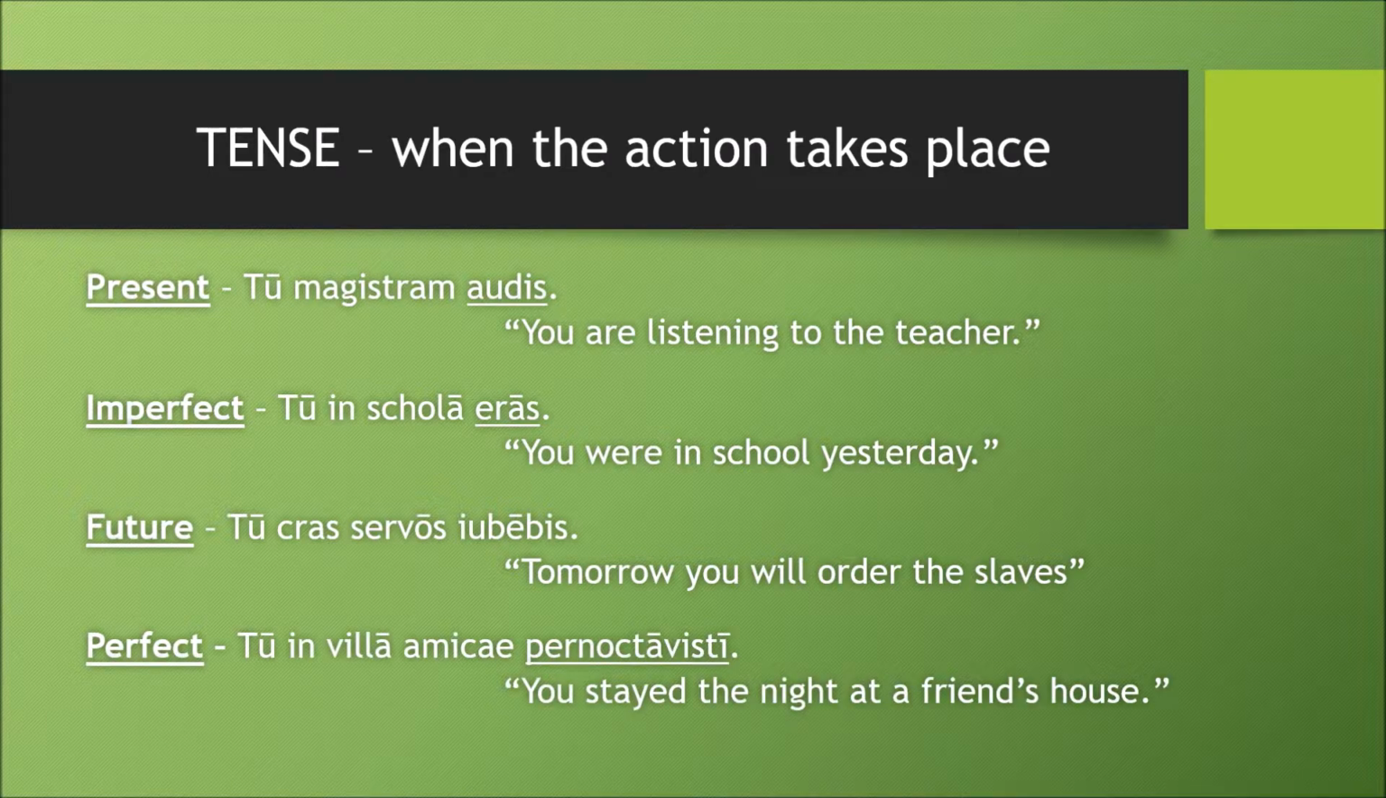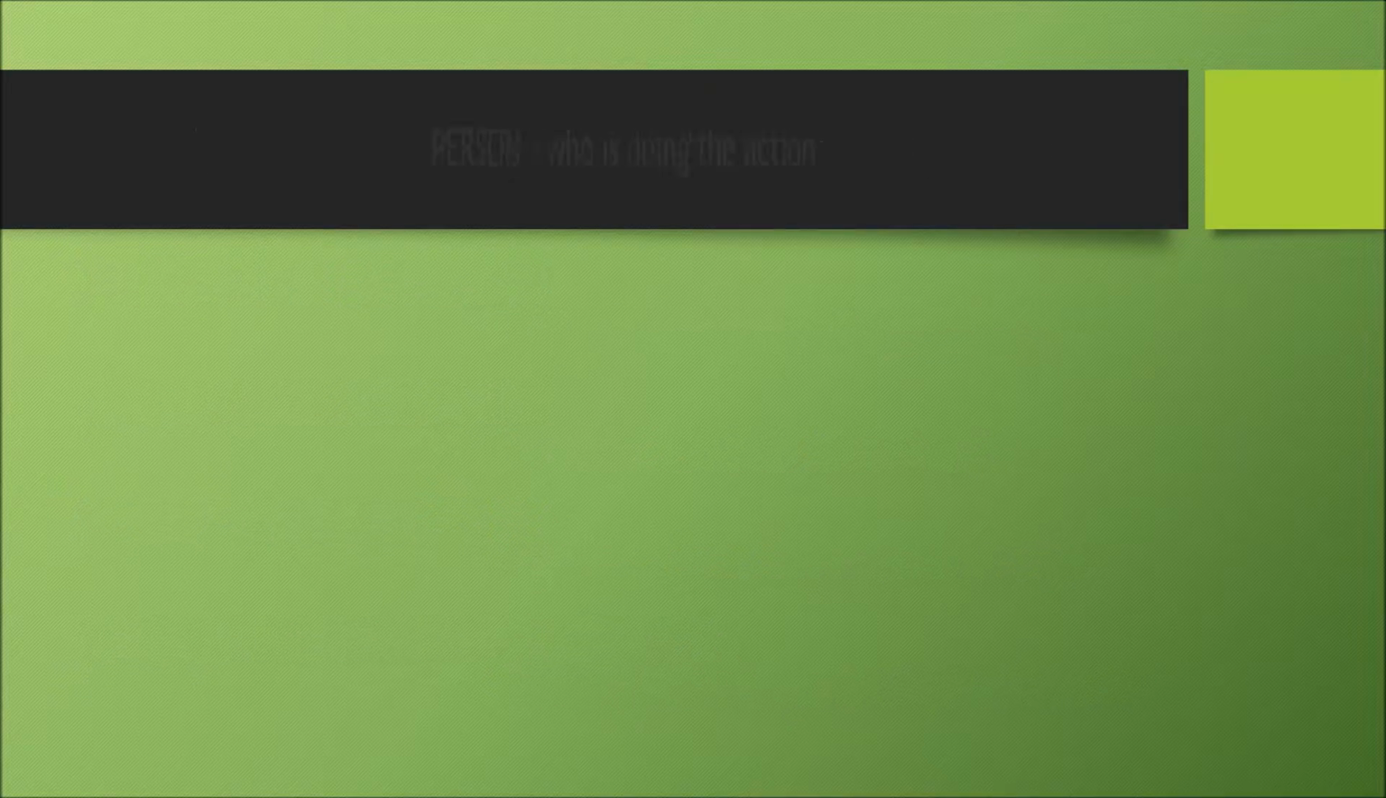And then finally we're beginning to learn our perfect tense, our other past tense, for one action in the past that is over and done with. Tu in villa amicae pernoctavisti, you stayed the night at a friend's house, but then you didn't stay the night again. You did it just once in the past.